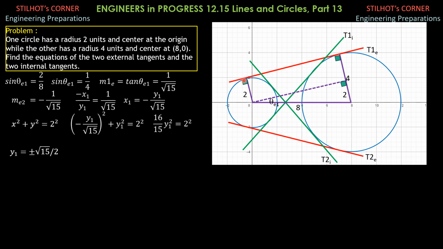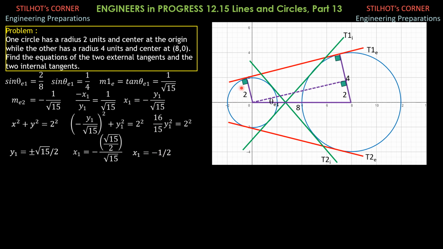So we first consider this point, which is negative. Let's solve for x1, by the way. x1 is negative of quantity y1, which is square root of 15 over 2, over square root of 15. So x1 is, sorry, negative 1/2, because we can cancel square root of 15. So x1 is negative 1/2.